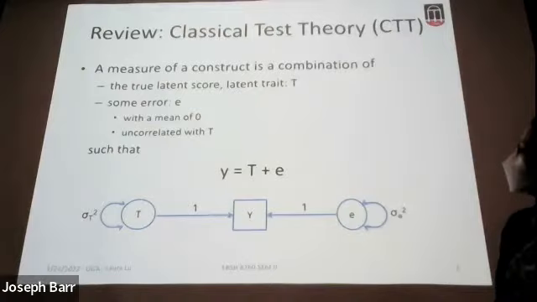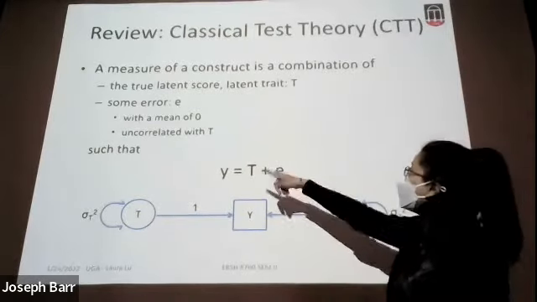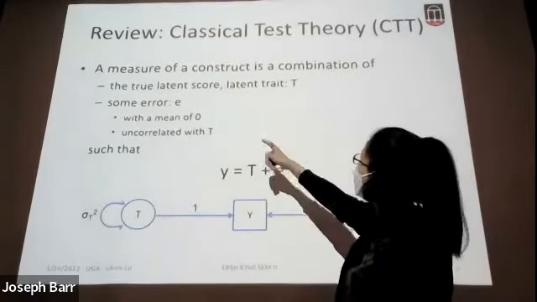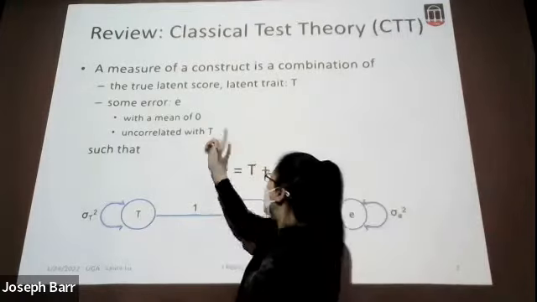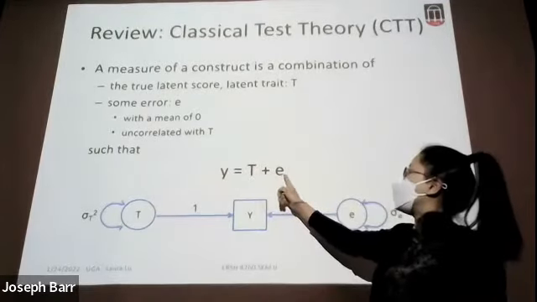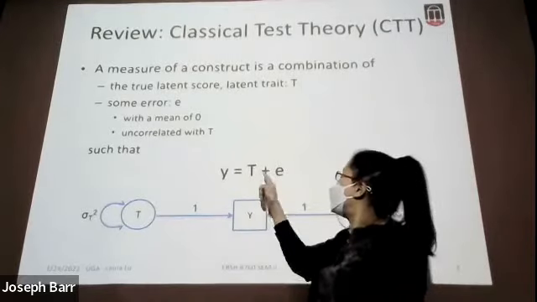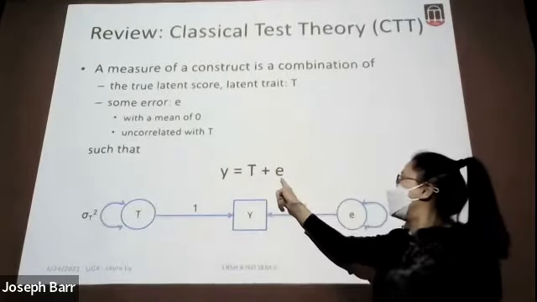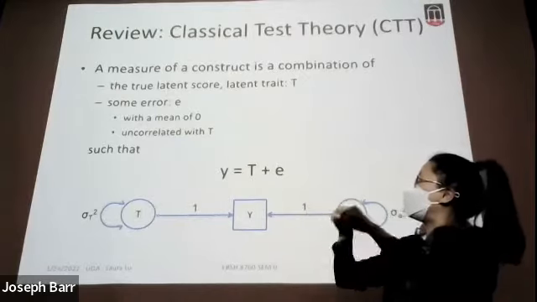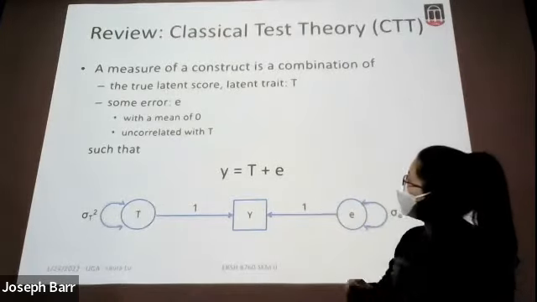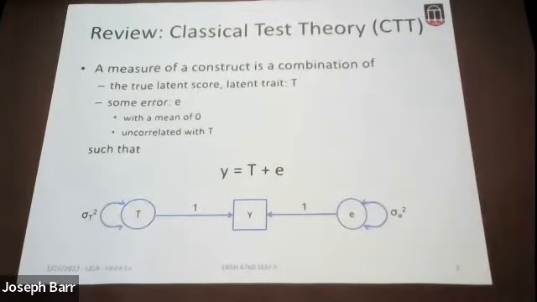And of course, we have assumptions for this CTT, classical test theory. The mean of this error is 0. This is an assumption, and also E and T, the true score and the measurement error, are uncorrelated, irrelevant. So we have two assumptions.